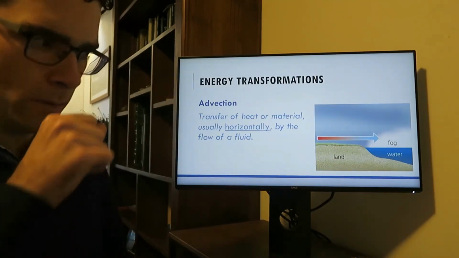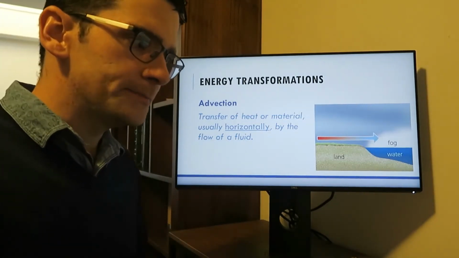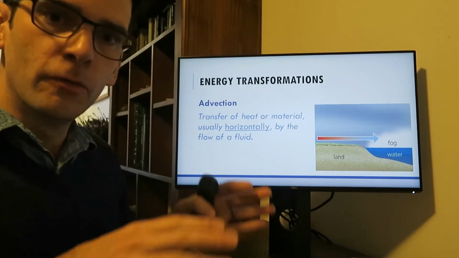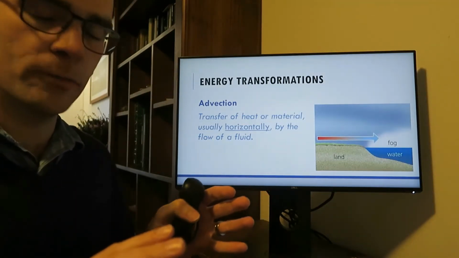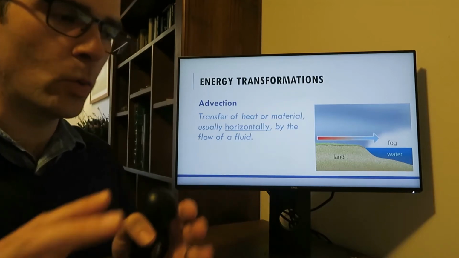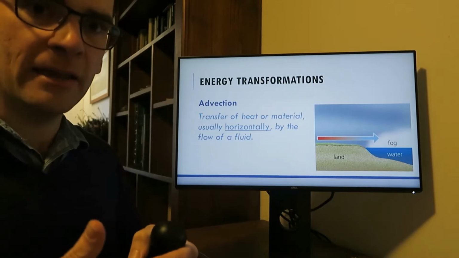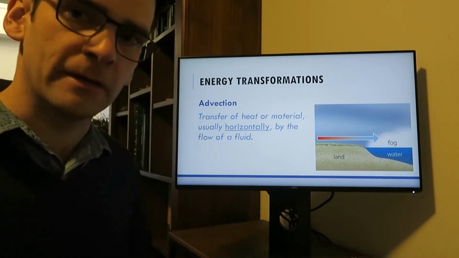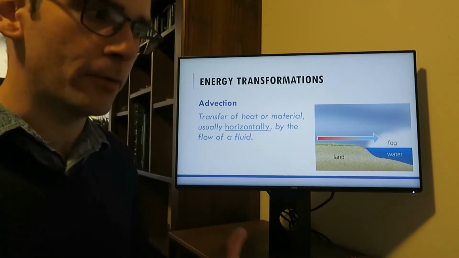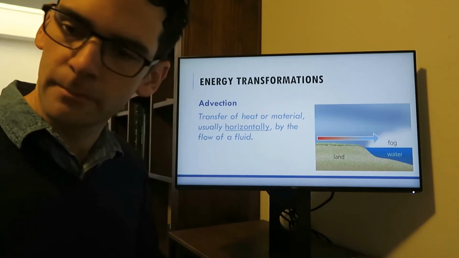So for example, here we're looking at the movement of wind or air particles across the land, which could be quite warm, and as soon as they hit the water, which is quite cold, that hot air then condenses to form fog. That is a process that results from advection.